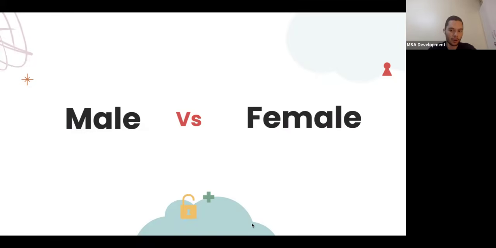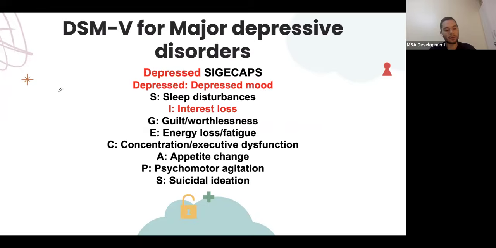Right. Now for DSM-5 for depression, we have a mnemonic for it, which is called SIGECAPS, whatever you want to call it. Depressed mood. S for sleep disturbances. We said they have multiple awakenings in the night. I is for interest loss. G for guilt. E for energy loss. C for concentration. A for appetite changes. P for psychomotor agitation. And S for suicidal ideation. Okay, the two reds, I need you guys to remember, you need to have one of them. And everything else, you need to have 4. And that's major depressive disorder. Nice. All good?